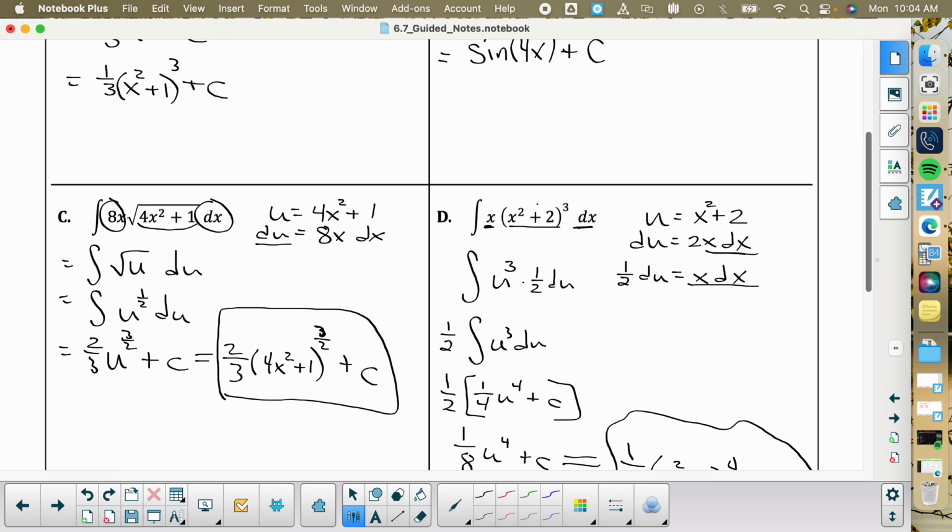How about the bottom two? Feel like you could attempt them? Do you want me to help you with the U portion first? Okay.